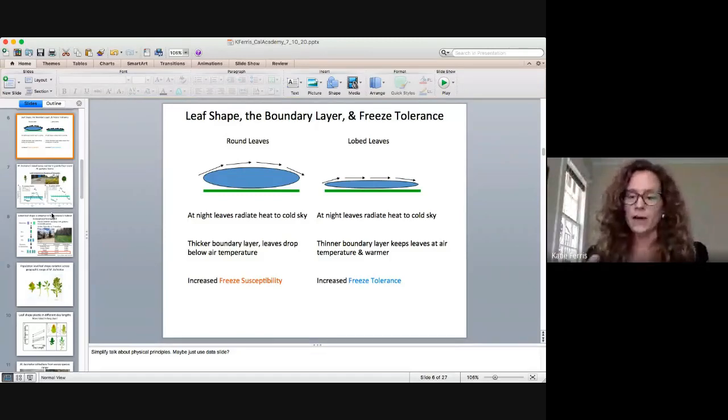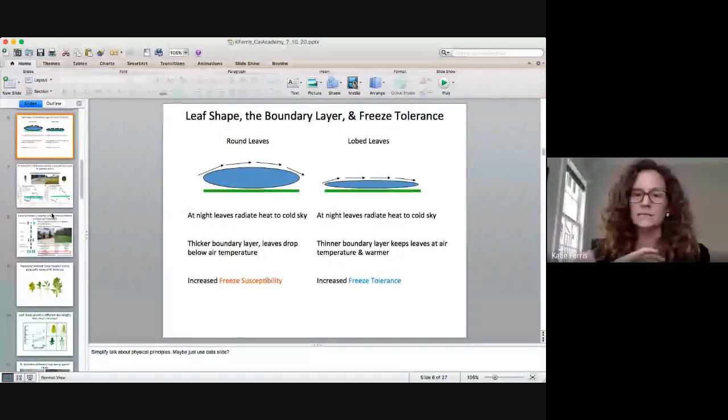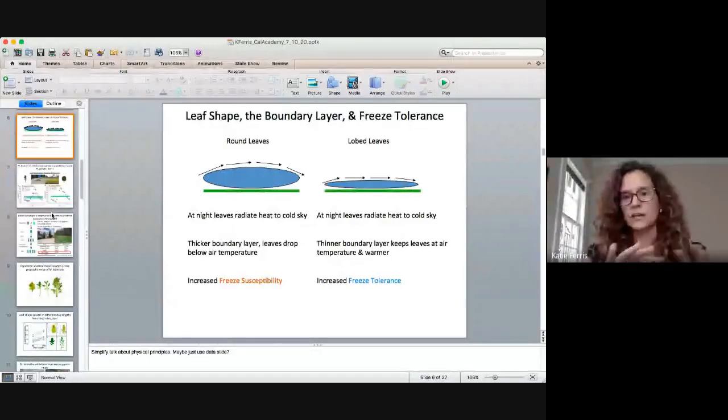But having a thinner boundary layer with a lobed leaf can actually allow leaf temperature to track air temperature more closely, because basically heat can move more easily between objects with a thinner boundary layer and the surrounding air. So lobed leaves should have increased freeze tolerance compared to round leaves of the same area.